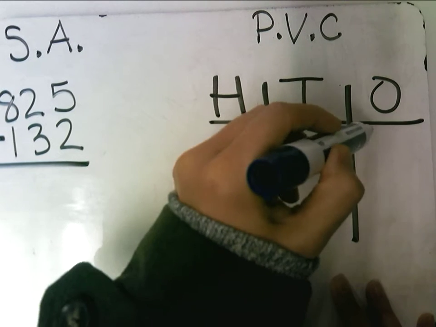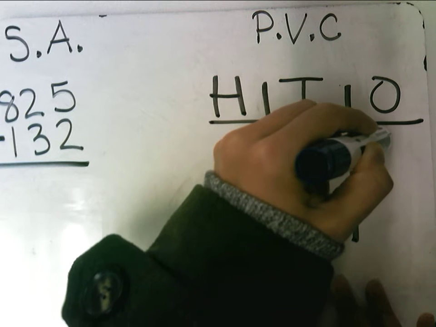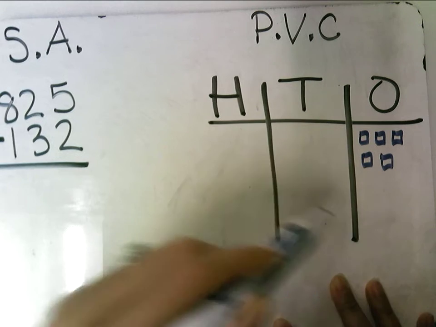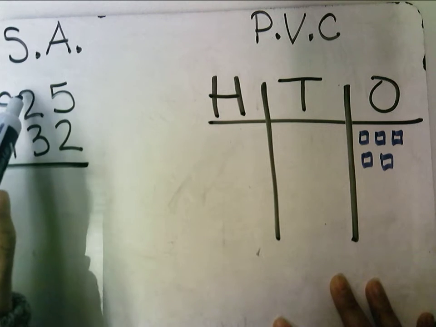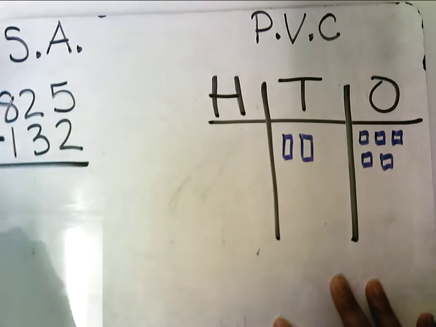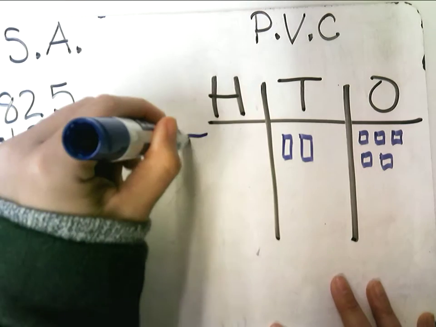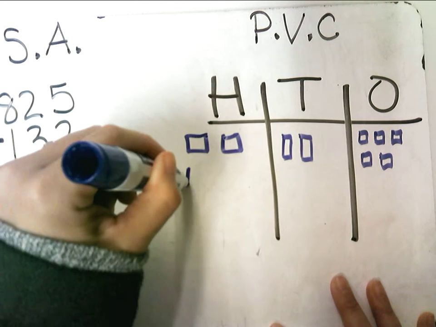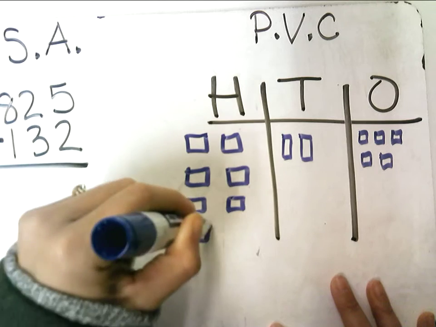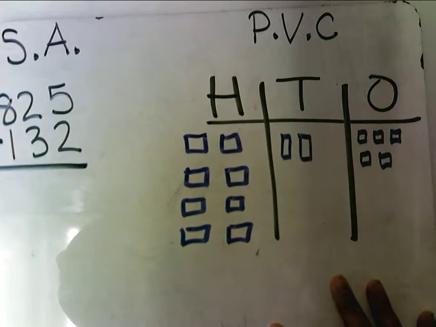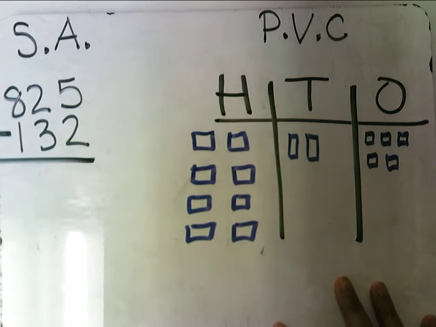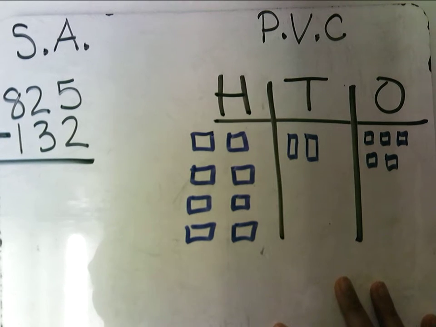I'm going to draw in our place value chart our small squares to represent our ones. 1, 2, 3, 4, 5. How many tens? Well, here's a 2 in 825. So here's our 2 tens. And we have 8 hundreds. So here's my bigger squares to represent my hundreds. 1, 2, 3, 4, 5, 6, 7, 8. All right, I've represented 825, our top number in our place value chart.